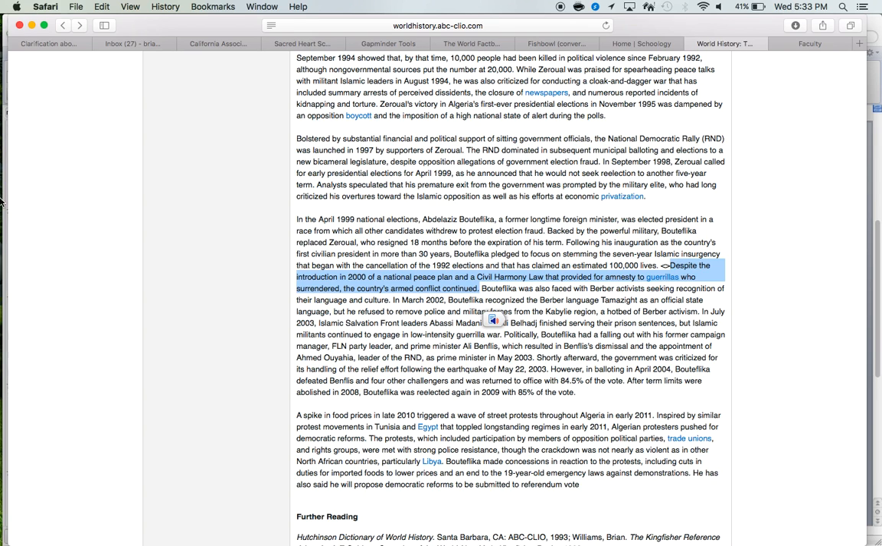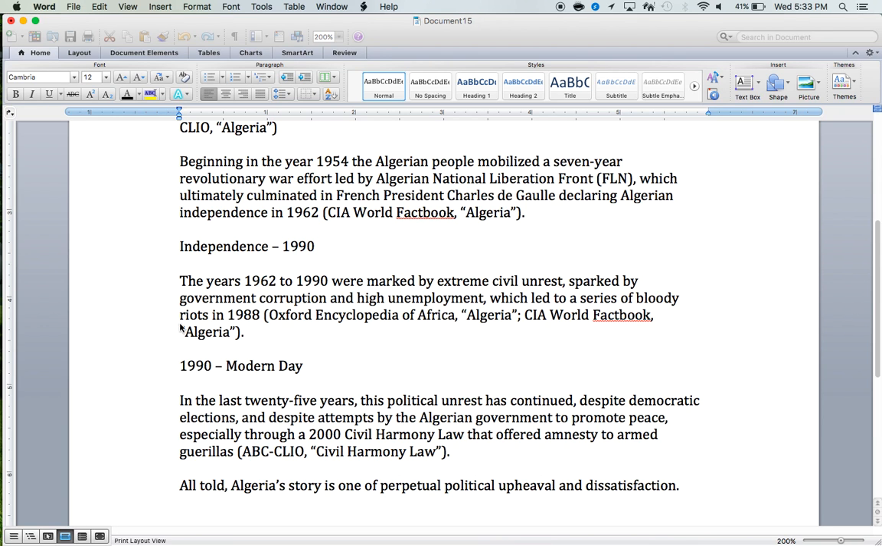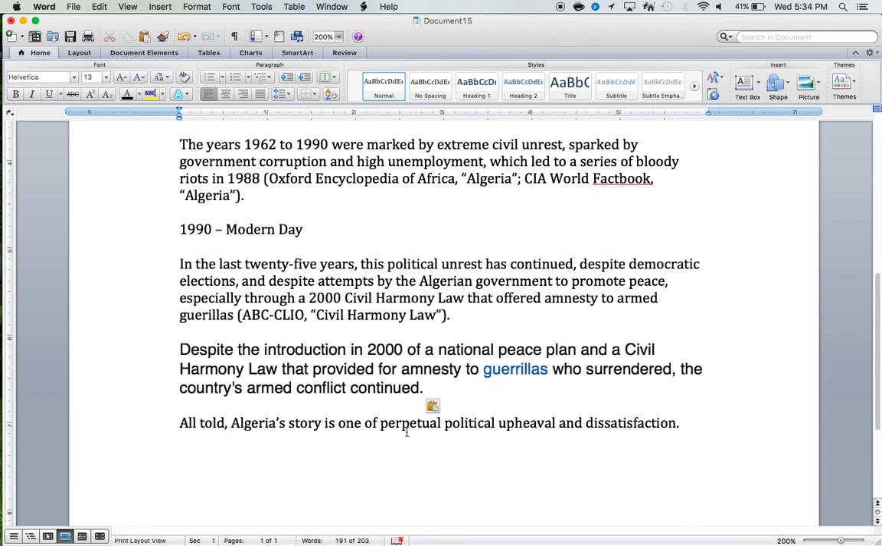Now, I will copy and I will paste it into my document. Let's just take a look at what that looks like. So, I include this year and I include this civil harmony law. And if I was to do something like, let's see, so I have even despite in here, but these attempts by the Algerian government to promote peace. Now, if I was to say, right, a civil harmony law that offered amnesty to armed guerrillas, that's pretty close to a civil harmony law that provided amnesty to guerrillas.